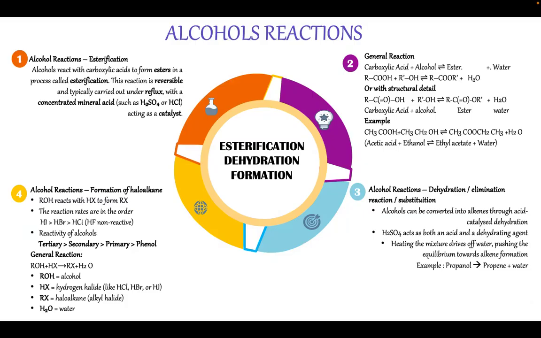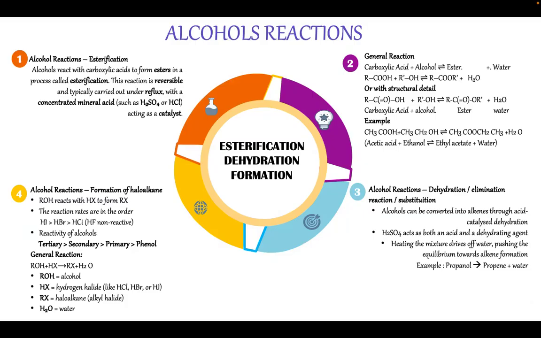This reaction is reversible and typically carried out under reflux with a concentrated mineral acid such as H2SO4 or HCl acting as a catalyst. The general reaction we have here is carboxylic acid plus alcohol, with the ester, and then it will produce ethyl acetate, and it produces water.